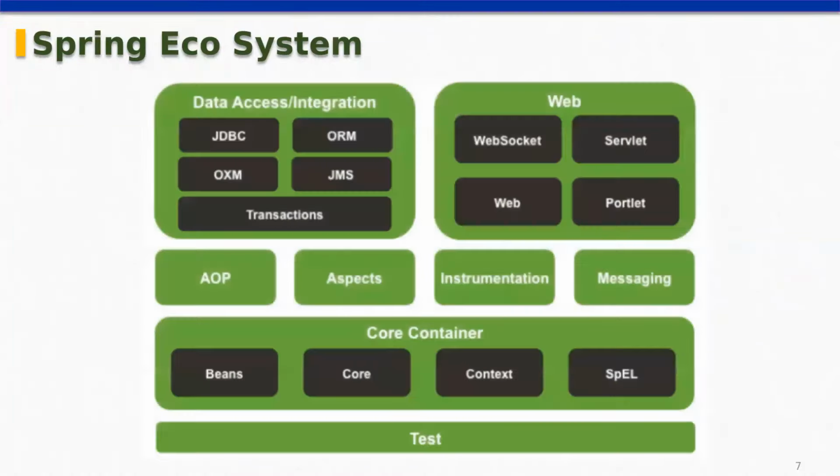See, here is the Spring ecosystem. As I mentioned, we have the layered architecture, and we have so many modules in Spring, and they are independent of each other. If you look at this, this is the test framework, Spring Test, and in the core container we have the beans module, core module, context module, and Spring Expression Language. These are the basic things, and they are required for each and every application.